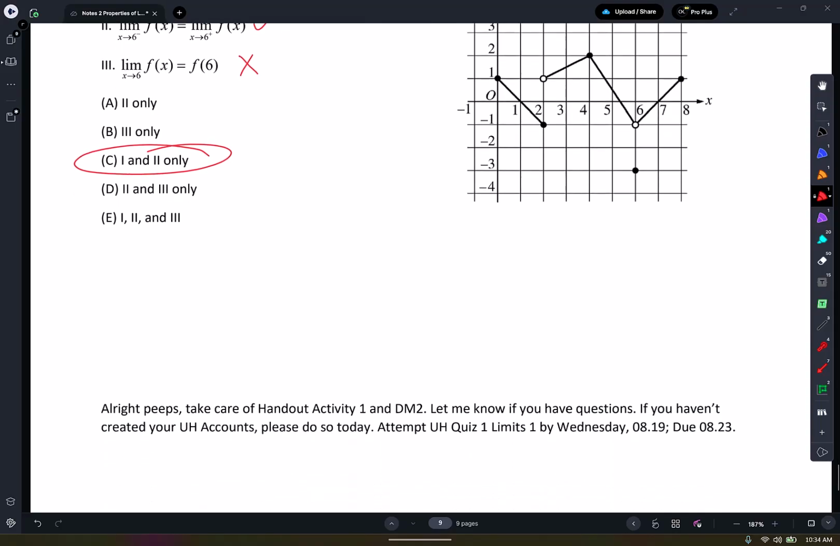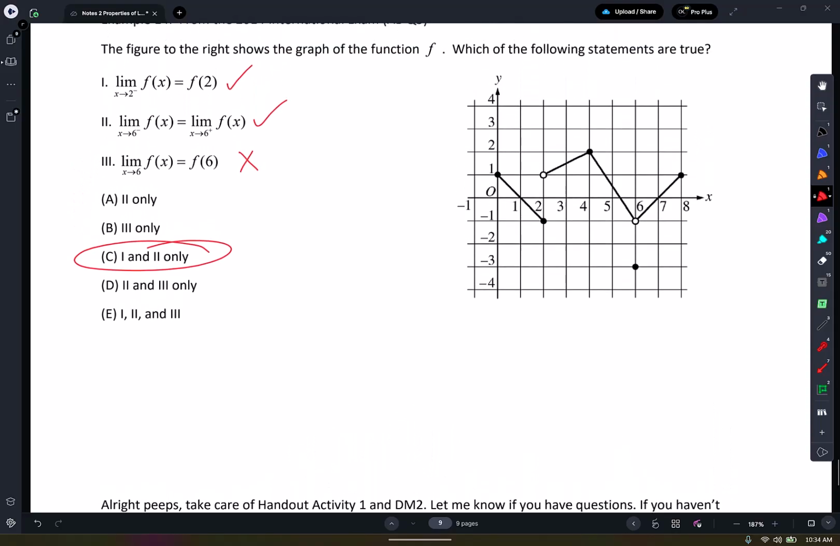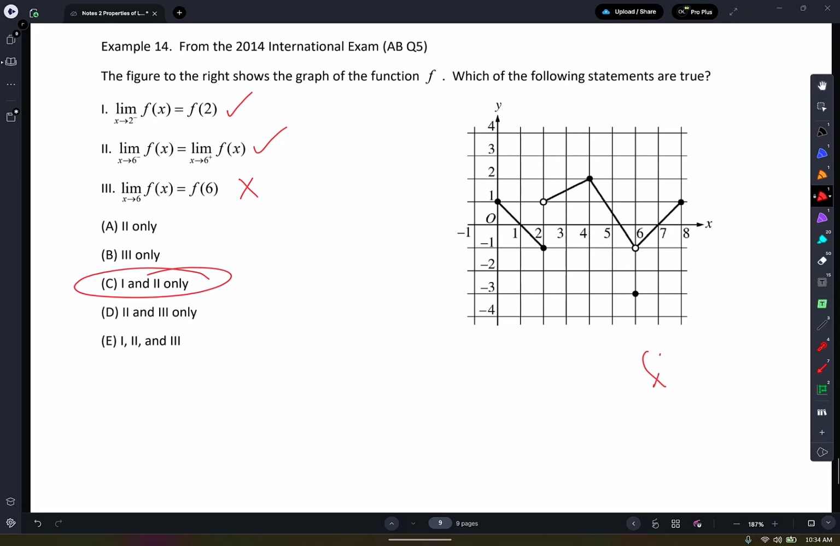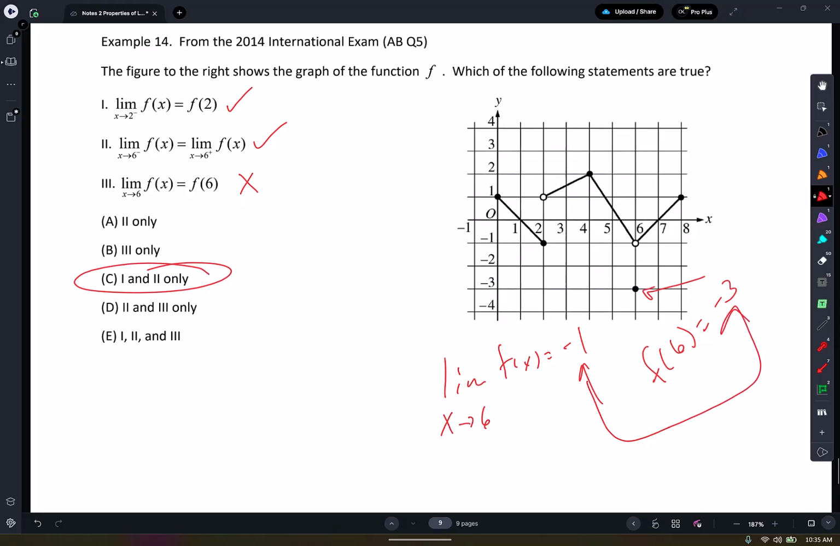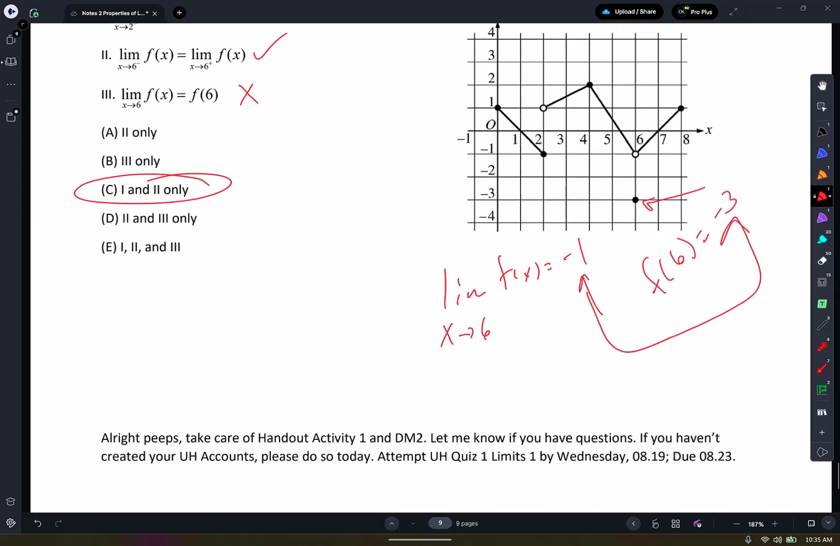Wait, why is 3 not right? Oh, because f of 6 is equal to negative 3 because of that right there. But the limit, yeah, you got to ask, guys. Ask me. The limit as x approaches 6 of f of x is equal to negative 1. So see how they're different values? If that would have been negative 1, then that's the definition of continuity. Does that make sense? Yeah.